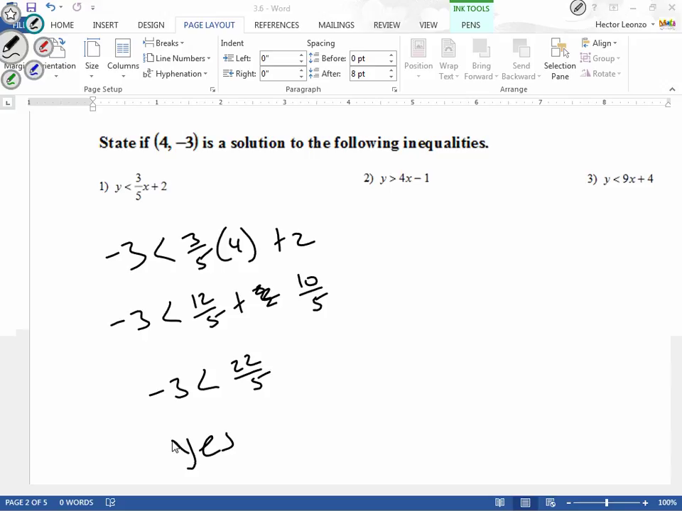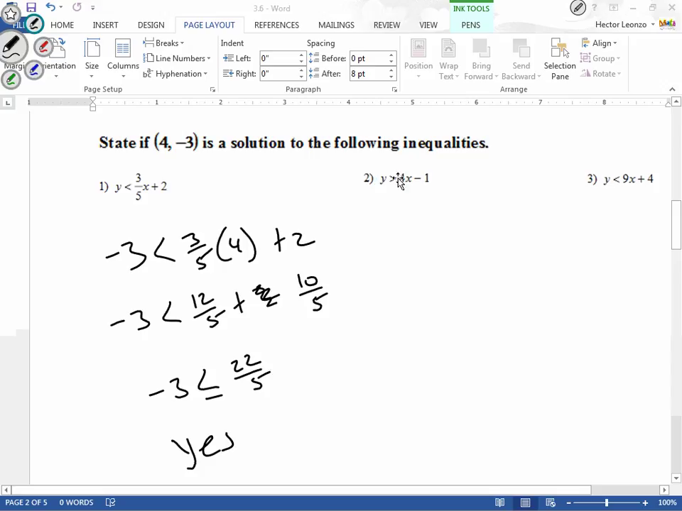Yes, it is. If the inequality sign had the little line at the bottom, less than or equal to, remember, in order for this to be true, one of the statements has to be true. It's either less than or it's equal to. So even if it had that sign in this case, it would still be true. Those two are not the same, right? 22 divided by 5 is not negative 3. So they're not the same, but negative 3 is still less than 22 over 5. So this is what you're going to be doing.